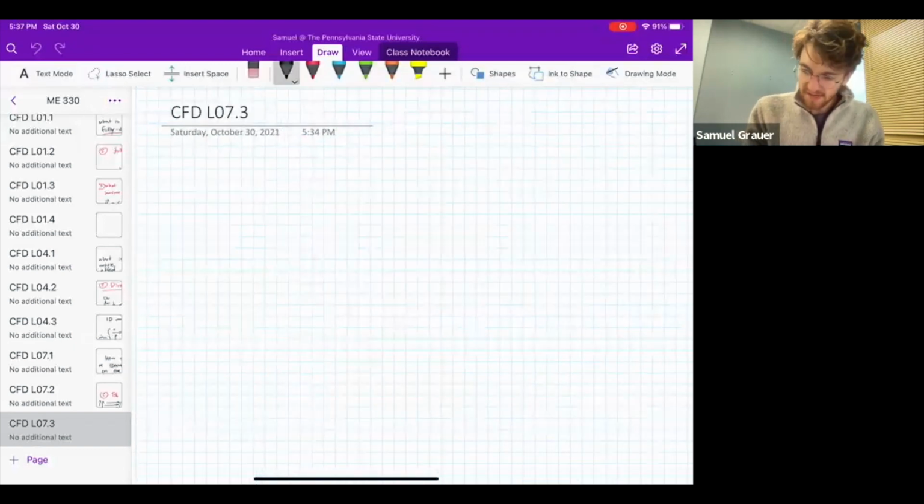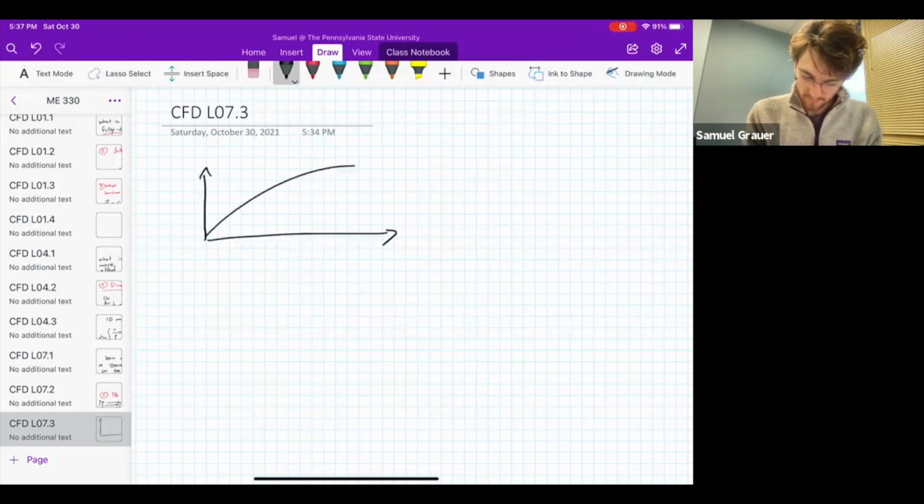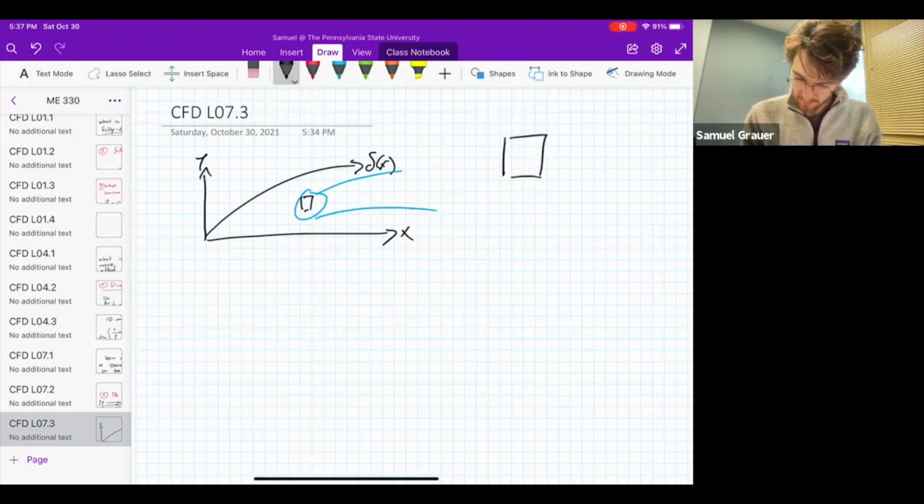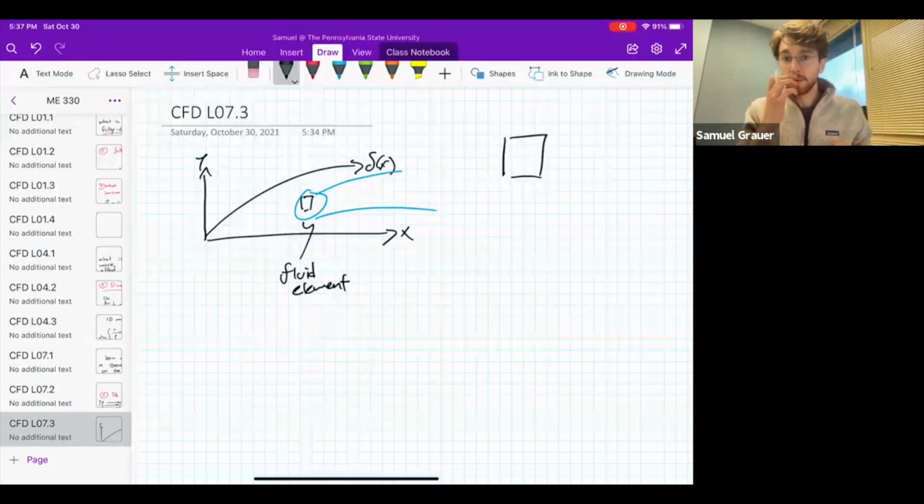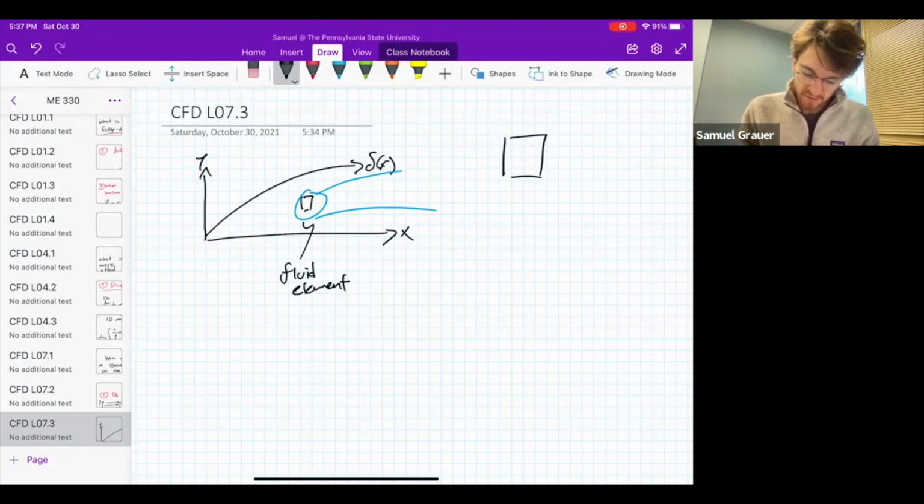So to begin, we're going to take this boundary layer. So we've got delta of x, and we want to look at a fluid element. So this is a fluid element. And to start, now we've got flow going in and out. In the last lecture, we looked at a 1D mass conservation. Now we will see a 2D mass conservation.